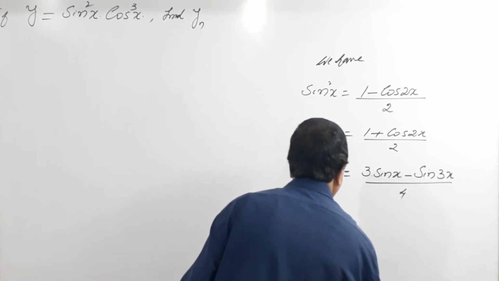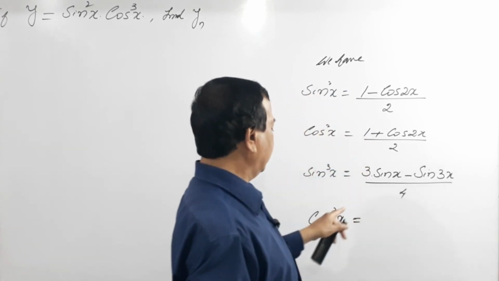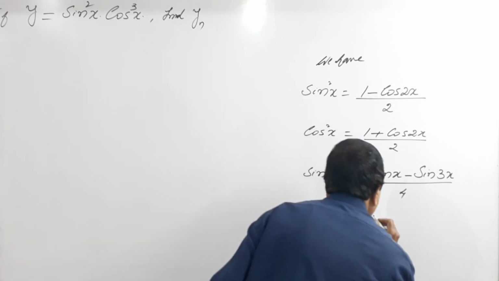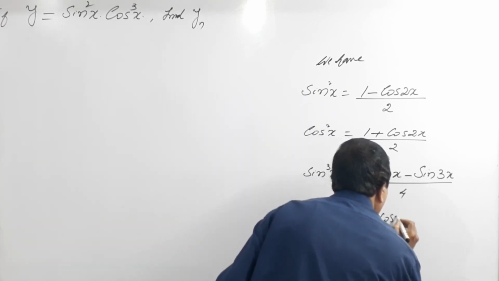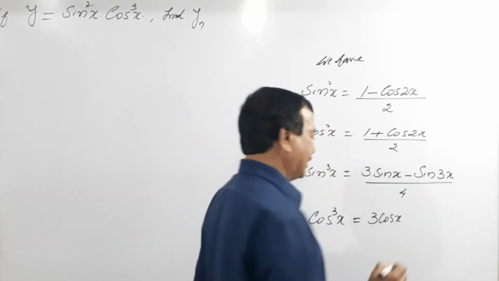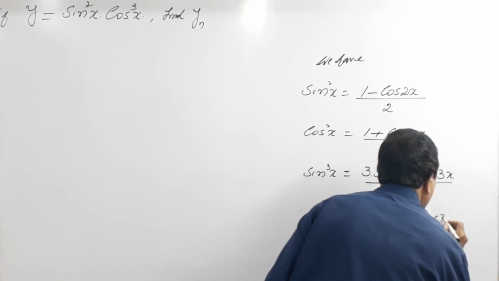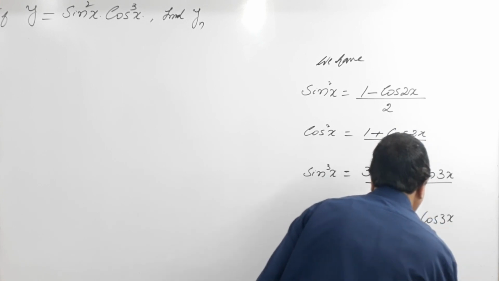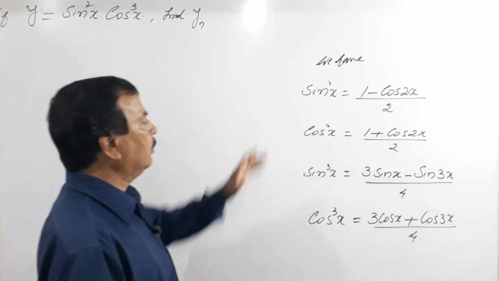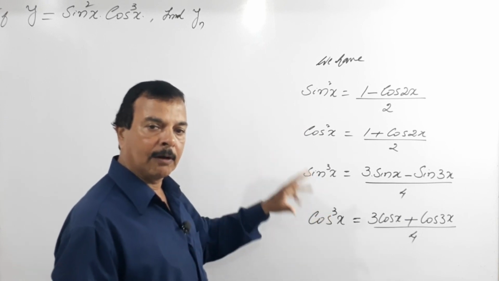Now lastly we have cos cube x. Here similarly, 3 cos x, the same way I try to differentiate. So this will be 3 cos x. Here we have minus, but here it becomes plus cos 3x by 4. So these are 4 formulae, plural is formulae, formula is singular.